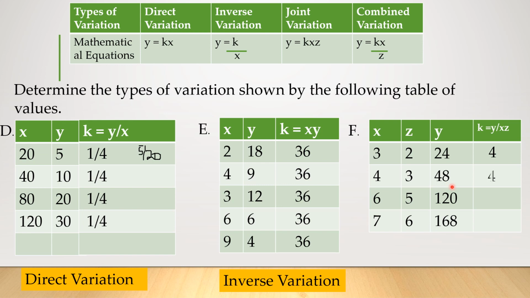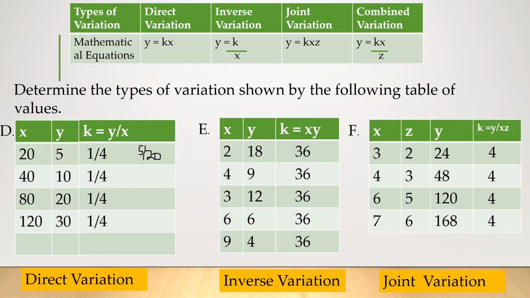48 divided by 12, that is 4. And 120 divided by 30, the product of 6 and 5, and that is 4. 168 divided by 42, this is the product of 6 and 7, and that is 4. So the value of k is equal to y divided by the product of x and z, which means this is joint variation. So that's how you're going to identify if the given table is direct, inverse, or joint variation.